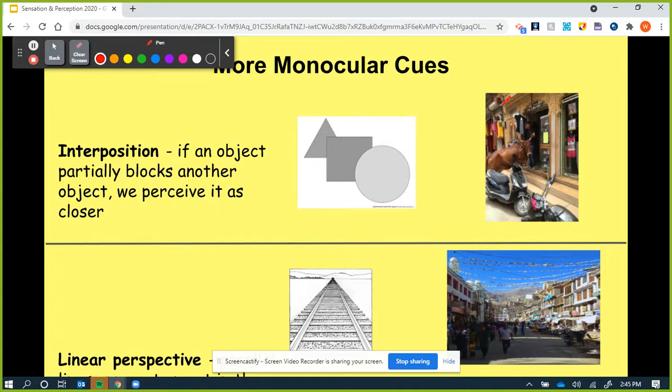Interposition. When one thing is blocking another thing, that tells us the thing that's blocking it is closer. I can see part of the chair behind Elizabeth, but I can't see all of it. Therefore, I can tell that Elizabeth is closer to me than that chair is.